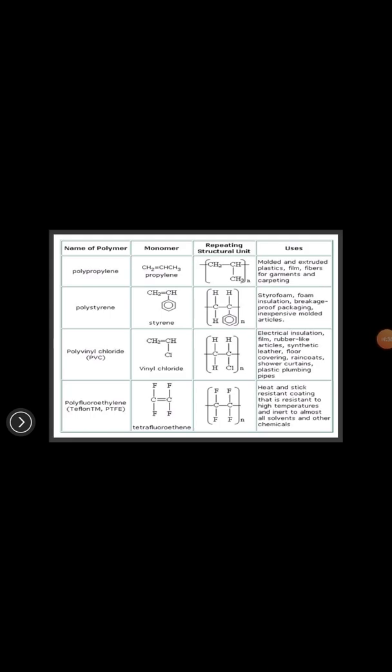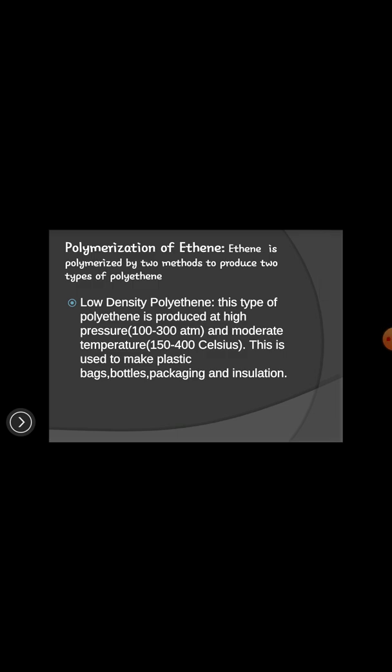Dear students, another very important polymer is polyethylene. The polyethylene is formed by the process of polymerization, and this polymerization of ethene is done by two ways. So there are two types of polyethylene are formed. The first type is called the low density polyethylene.